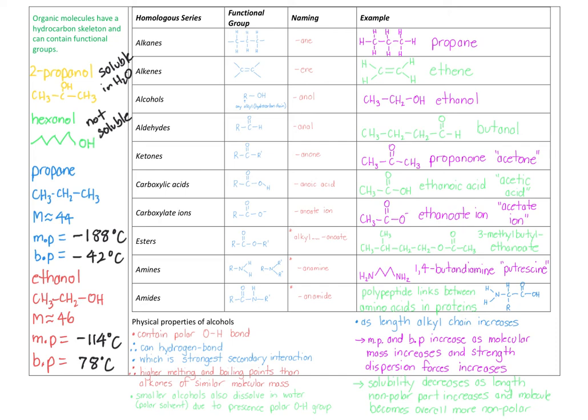likes to dissolve in likes. So at least the smaller alcohols tend to be soluble in water. I'll talk about the larger alcohols in a sec. Now, as the length of the alkyl chain increases, melting point and boiling point increase as molecular mass increases and the strength of the dispersion forces increases.